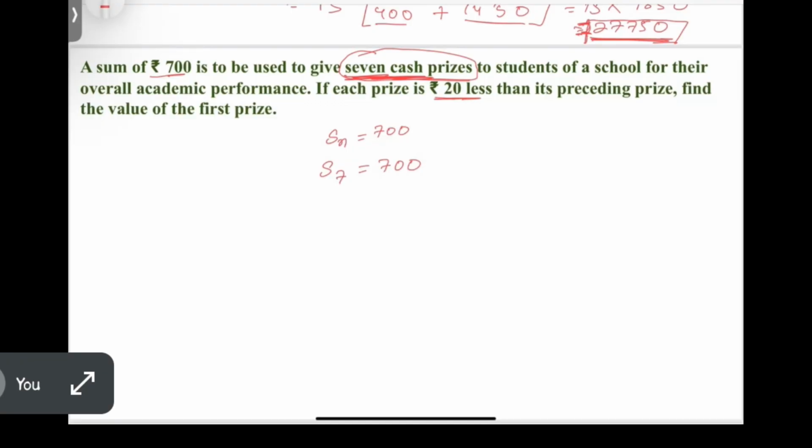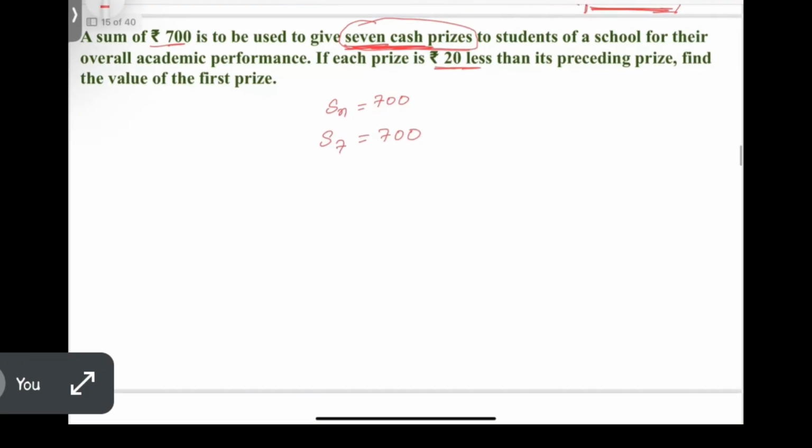So I'll just write it down for understanding here. If the first prize is x, the second prize is x minus 20, and the next prize is x minus 40, and the next prize is x minus 60, and x minus, this is 1, 2, 3, 4, 5, 6, and 7, 120, okay? So the prize is distributed this way.